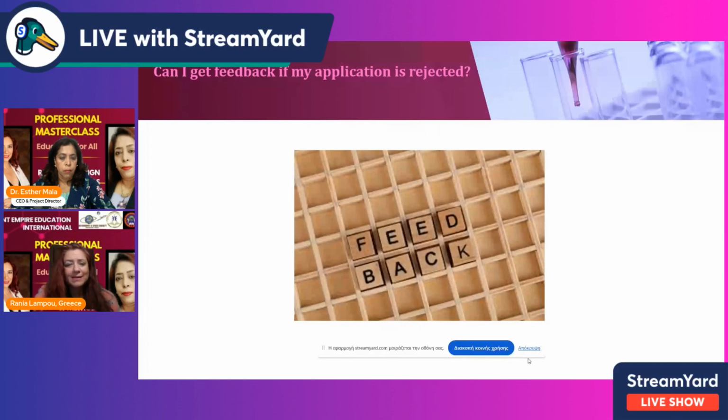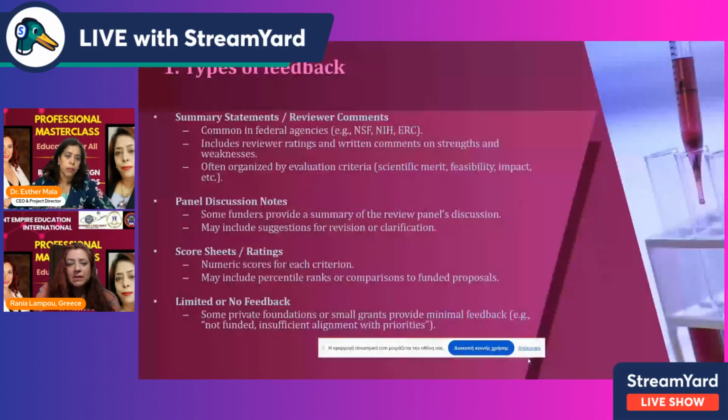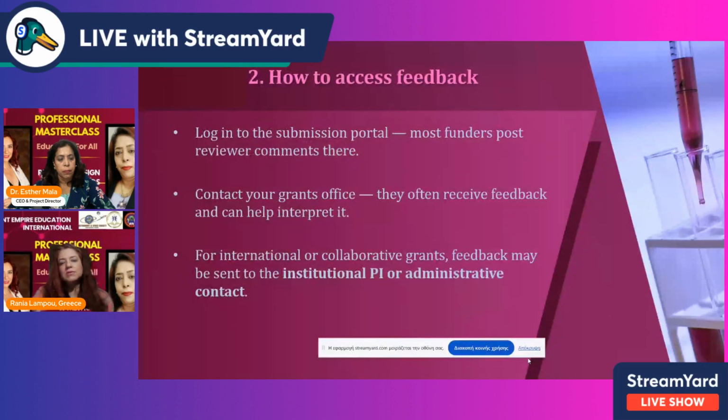So what we expect here is some reviewer comments, summary statements, or panel discussion notes. You can get a summary of the discussion and some score sheets, for example numeric scores. Some private institutions or small grants provide minimal feedback, so you may get limited feedback. So how do you access your feedback? You log in to the submission portal, or contact the grants office.